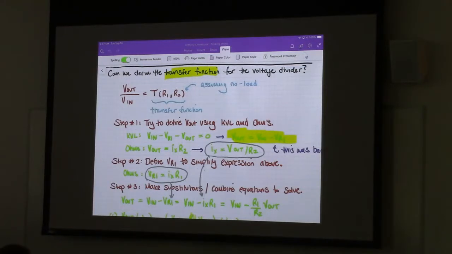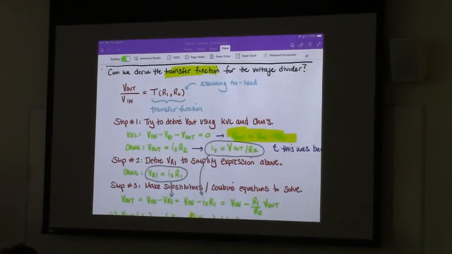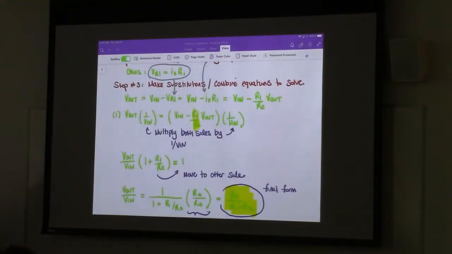And just bring up the homework problem. And so we came up with the same expression.